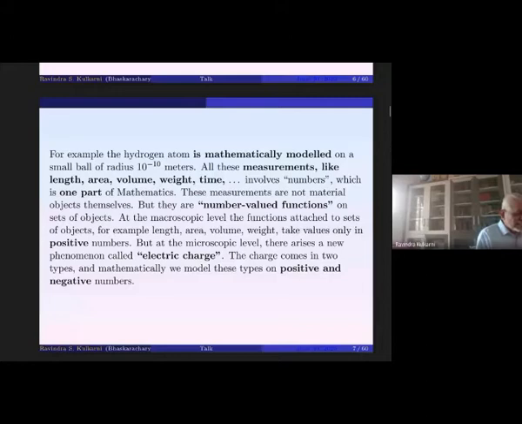At the macroscopic level, the functions attached to sets of objects, for example, length, area, volume, weight, take values only in positive numbers. But at the microscopic level, there arises a new phenomenon called electric charge. The charge comes in two types. And again, these two types are very conveniently modeled on positive and negative numbers.